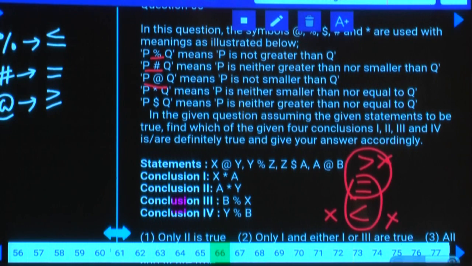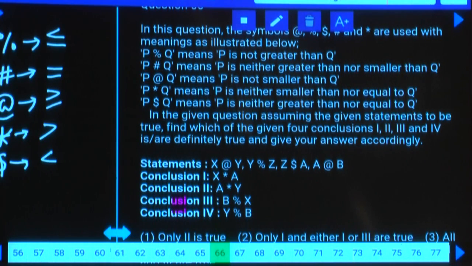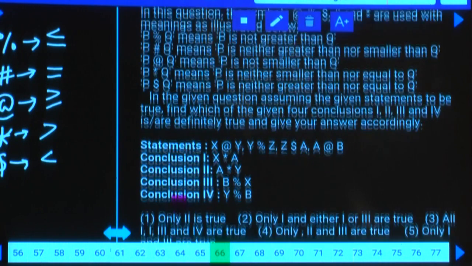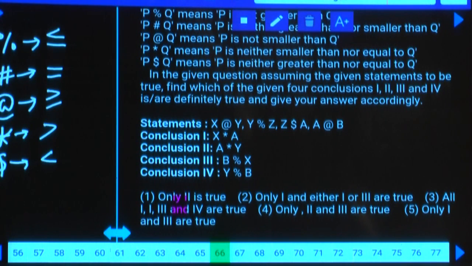And the fourth one, star. Now the star stands for neither smaller nor equal. It cannot be smaller than, it cannot be equals to, hence it must be greater than. And finally this dollar stands for neither greater nor equal. It cannot be greater than, it cannot be equals to, it must be lesser than. Now this is the information we have, isn't it? First, in the given statements, we need to convert the symbols according to the given meanings. Then we have to form an expression and finally find the conclusions from the given statement.